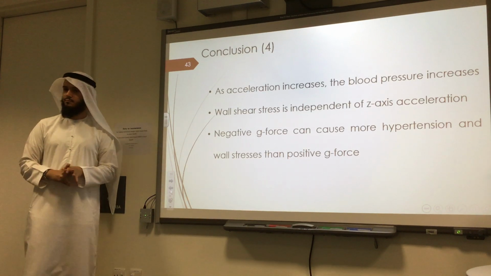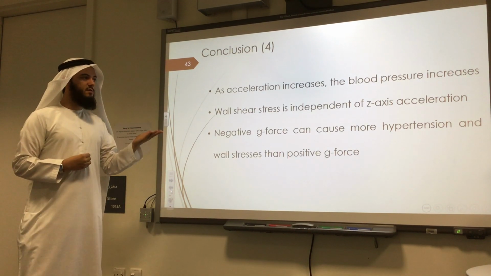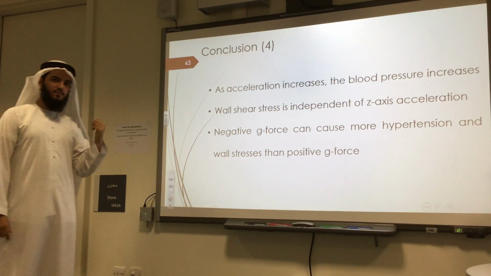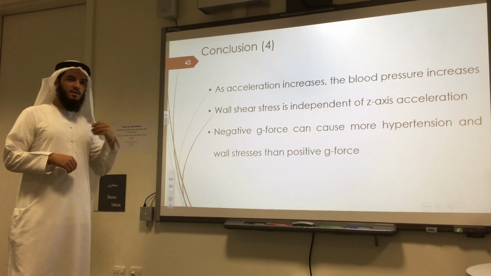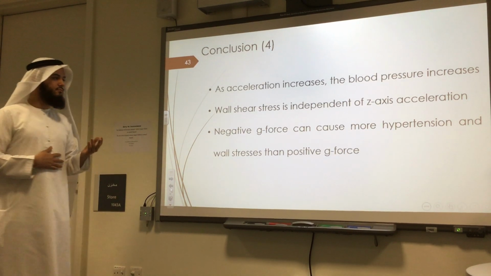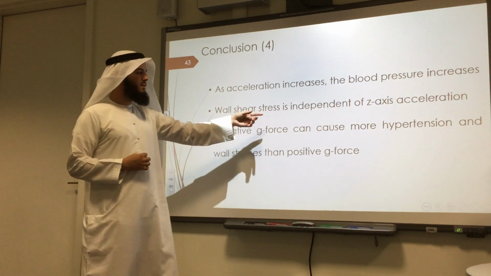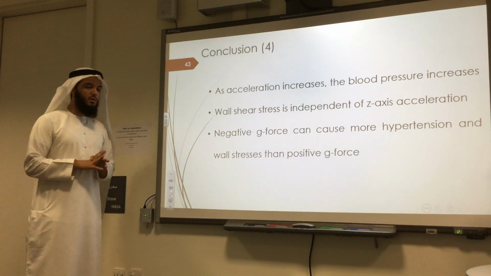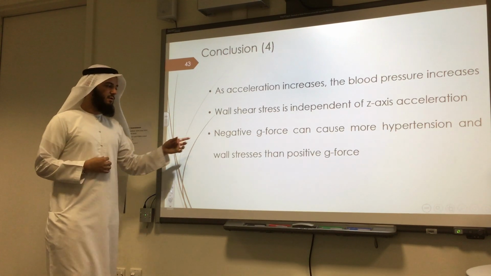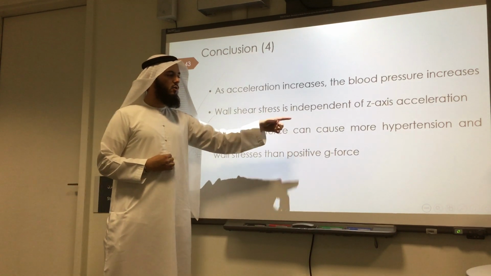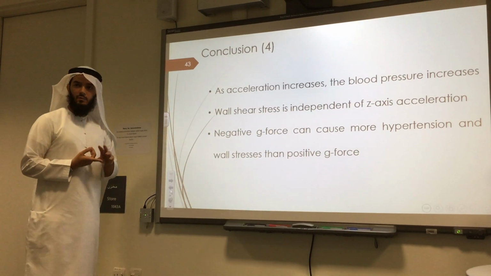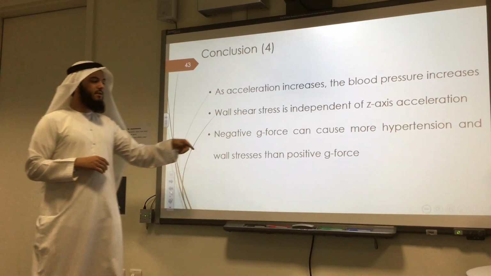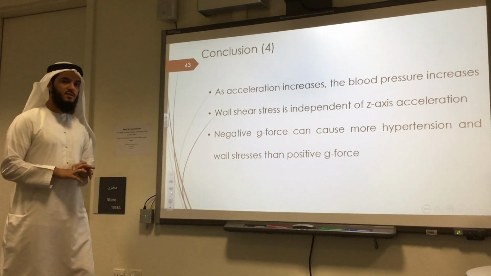So conclusions: as acceleration increases, the blood pressure increases, as you notice in that figure. But negative G's have more effect than positive G's. And also we notice that wall shear stress is independent of z-axis acceleration, like we also noticed in our graph, because it's provided from the blood, constant velocity. Negative G forces can cause more hypertension, high pressure, and wall stresses, which is shell stresses, than the positive G forces. This is one of our conclusions.